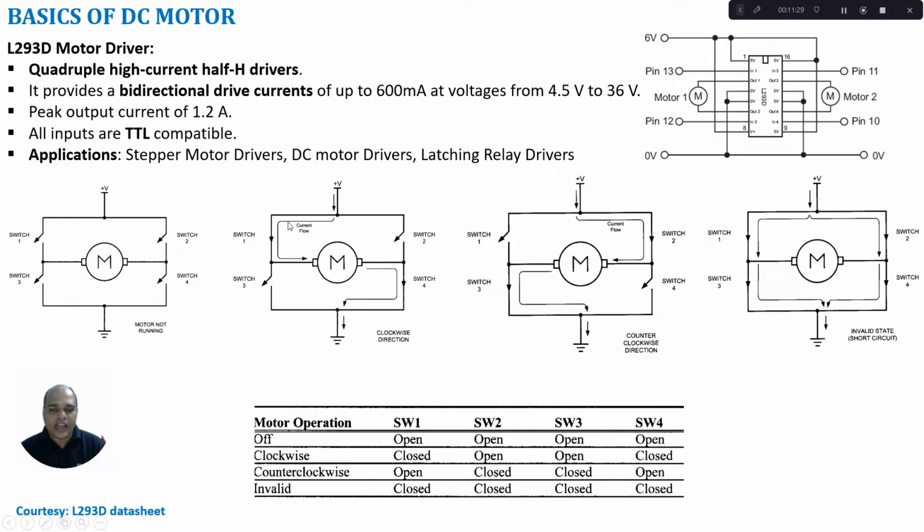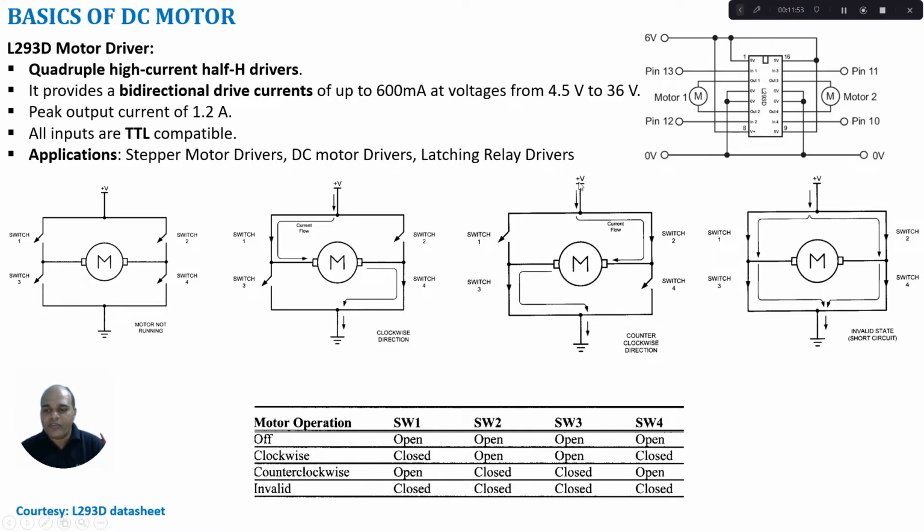So here the direction of current flow in the motor is from left to right. So let us assume the motor rotates in clockwise direction. So if I change the logic, making switch 2 and switch 3 closed, and switch 1 and switch 4 open, in that case, what happens?